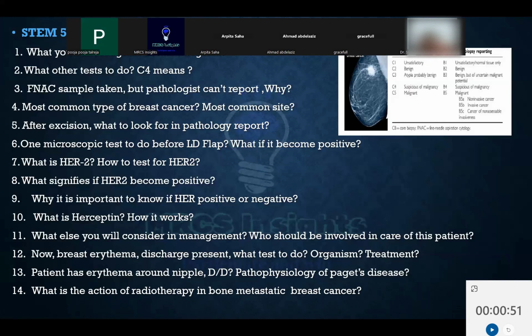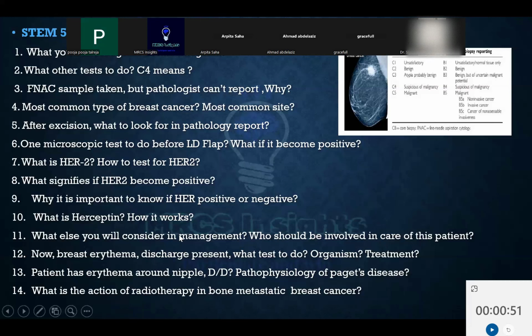Okay, thank you, Pooja. So, Dr. Ahmad, what is the action of radiotherapy in bone metastatic breast cancer? It has a direct action on the cancer cell by damaging the DNA, promoting cell death, and an indirect action by releasing reactive oxygen species. Very good.